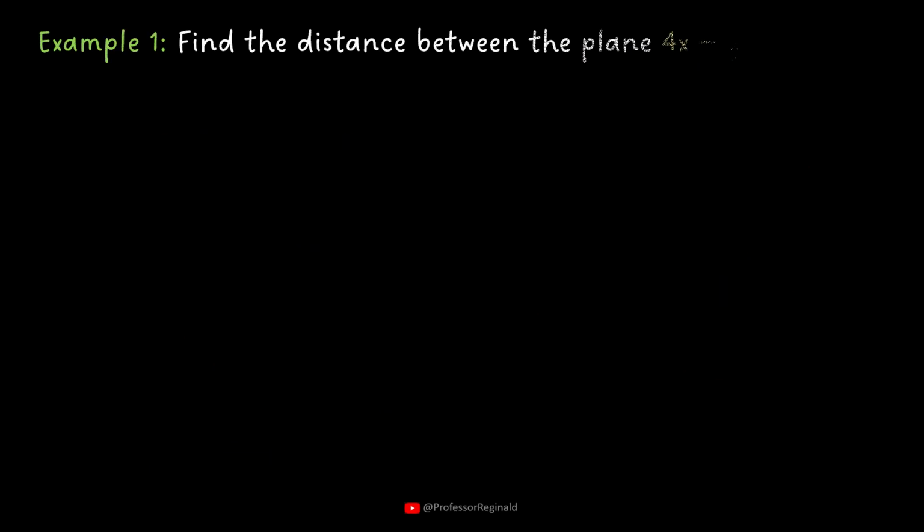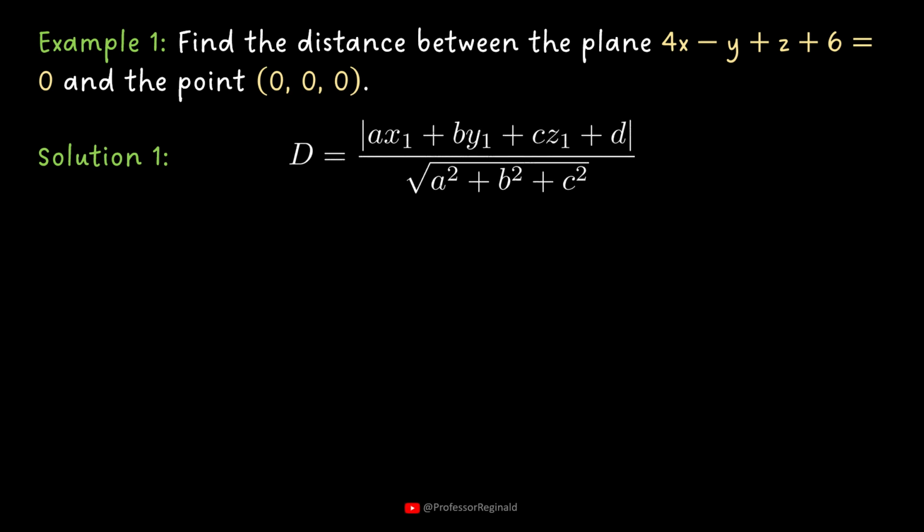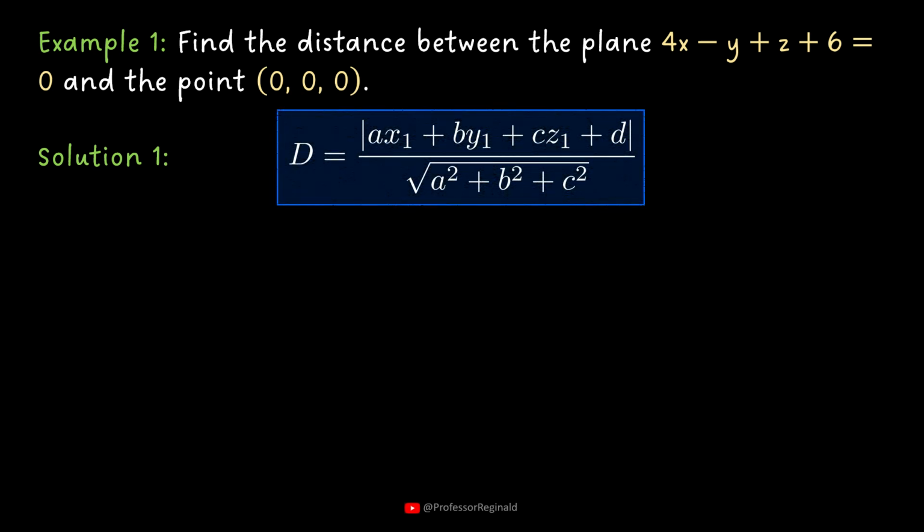Example 1. Find the distance between the plane 4x minus y plus z plus 6 equals 0 and the point 0, 0, 0. Solution 1. We will first use the following formula of distance. A point not in the plane is a given.